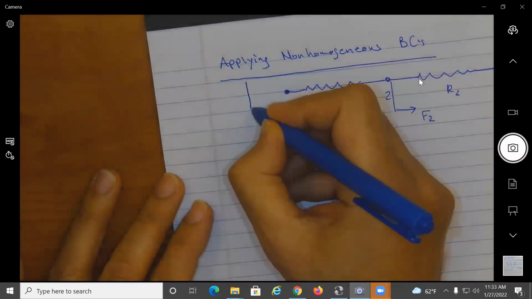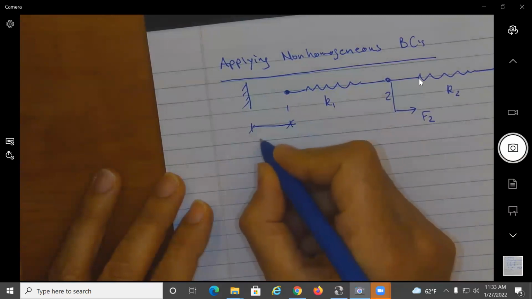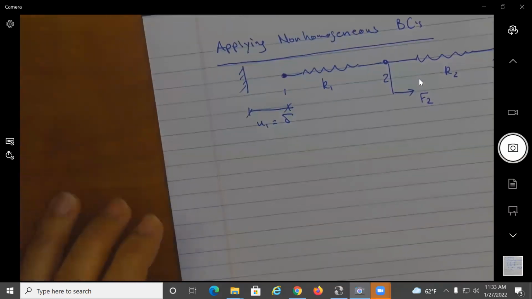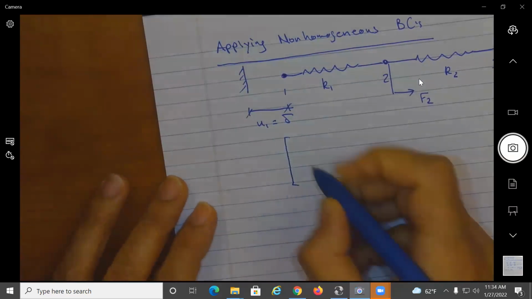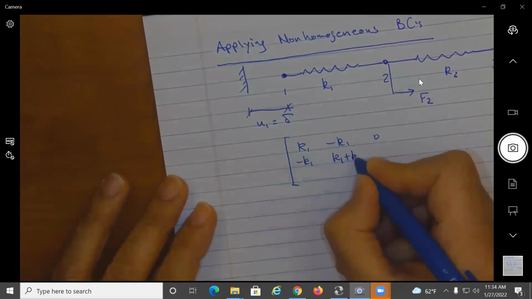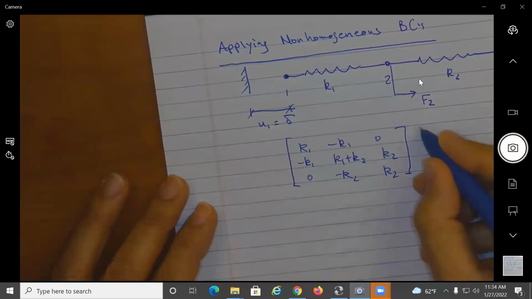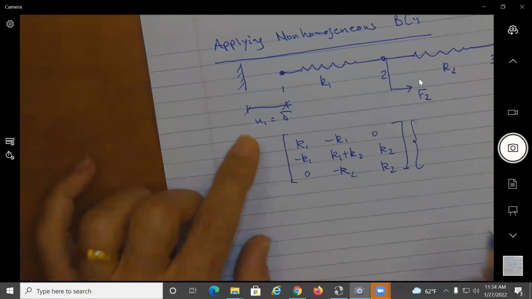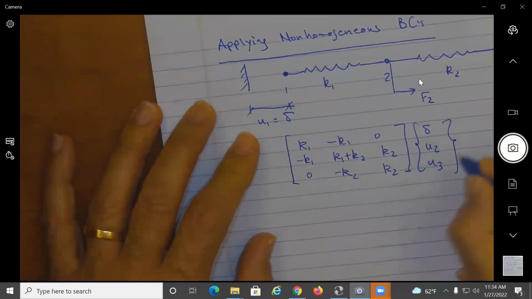And at node 1, I have a prescribed displacement. So I know this delta. So U1 is equal to a delta. So when I write my equations, I have K1, minus K1, 0, minus K1, K1 plus K2, minus K2, 0, minus K2, and K2. Now these are multiplied by, at node 1, a delta. Then I have the unknowns U2 and U3. This is equal to an unknown force F1 and 2 known forces F2 and F3.